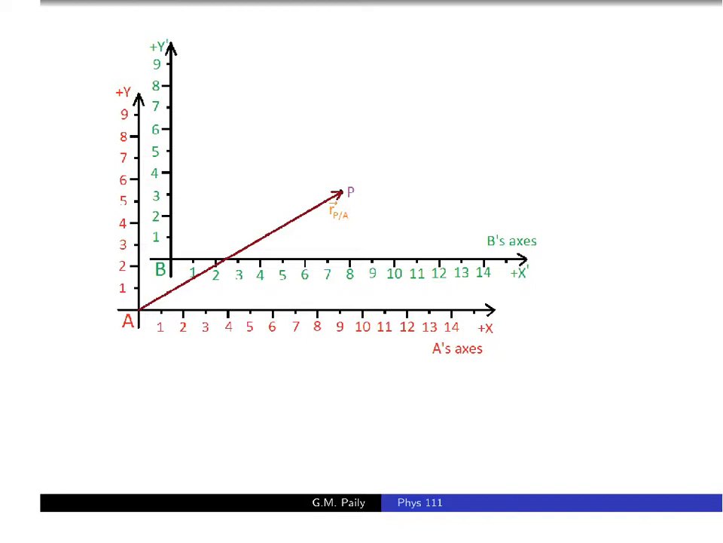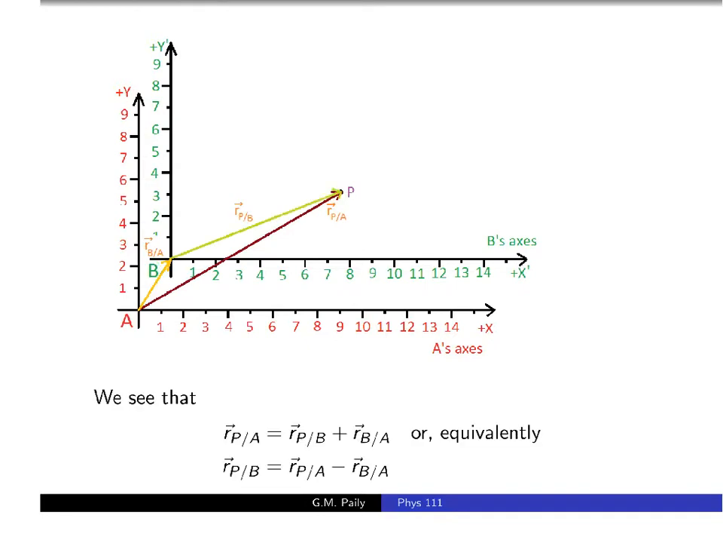Here again is the position of P with respect to A, which remember points from the origin of A to the point P. And here is the position of B with respect to A, which points from A to B. Finally, we complete a little triangle by drawing the position of P with respect to B. We see that we can either go directly from A to P, or we can go from A to B and B to P. In terms of the vectors, that implies that r of P with respect to A is equal to r of P with respect to B plus r of B with respect to A.